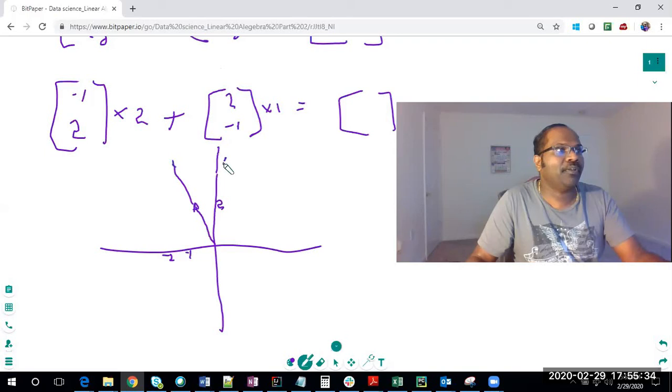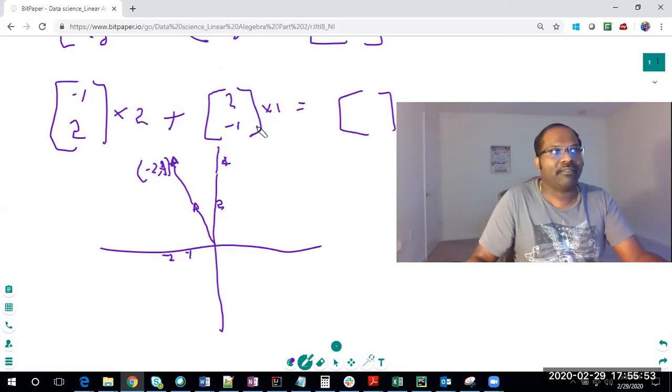So here is a point, 4. So this point will be -2 and 4, right? -2 and 4. This is the point. So this is the vector. This vector into 2, this is the vector, right?